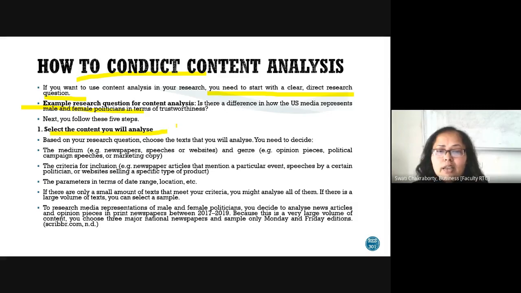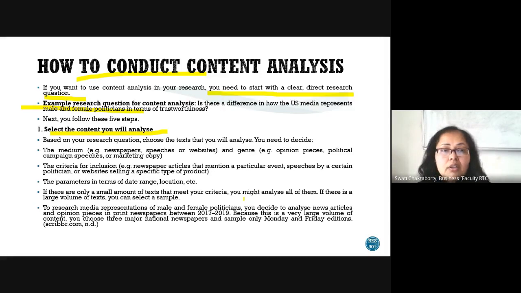Select the content you will analyze. Based on your research questions, choose the text that you will analyze. You need to decide the medium, the criteria for inclusion, and the parameters in terms of date range, location, etc. If there is only a small volume of text that meets your criteria, you might analyze all of it, right? If there is a large amount of text, then you have to select a sample. Then, to research media representations of male and female politicians, you need to analyze news articles, opinion pieces, and so forth.